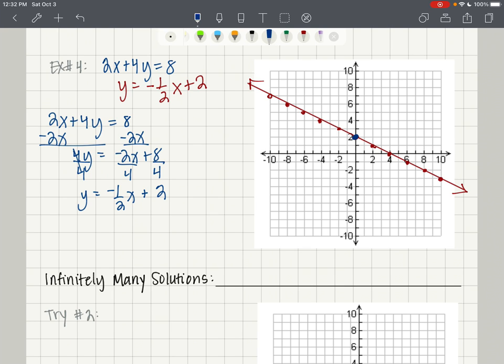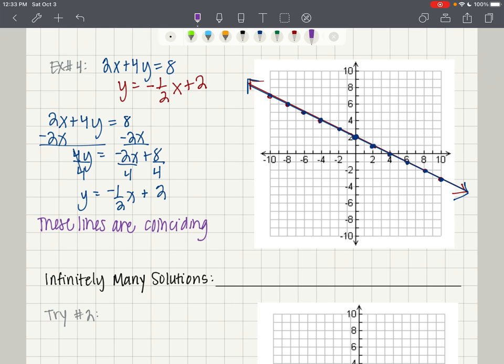Maybe that's the answer. But down 1, right 2, down 1, right 2. Wait a second. They share all of these lattice points. Are those the only points they share? Well, no. When I draw my straight line, they share every point. These lines are called coinciding. They share all points.